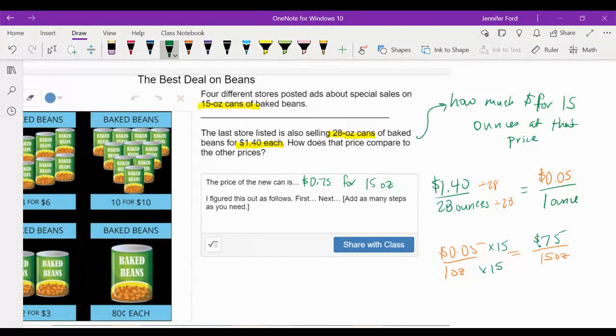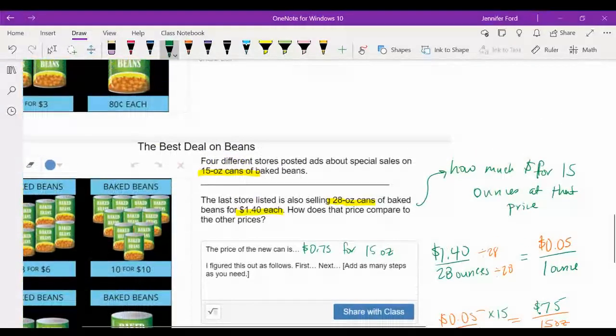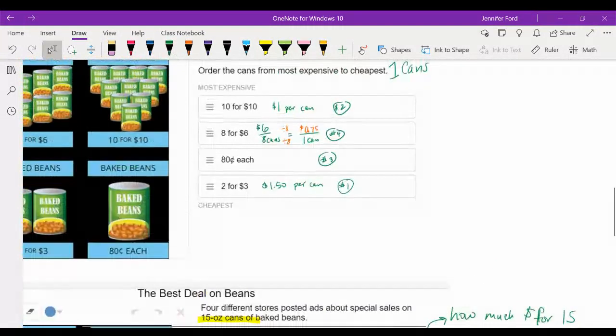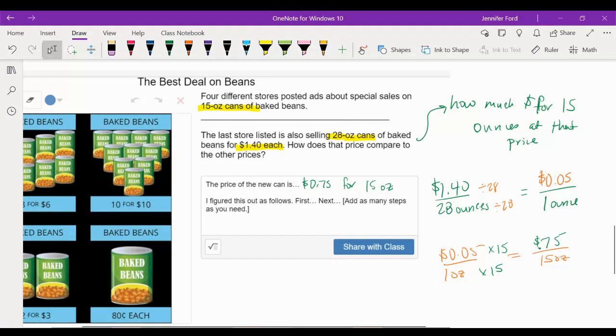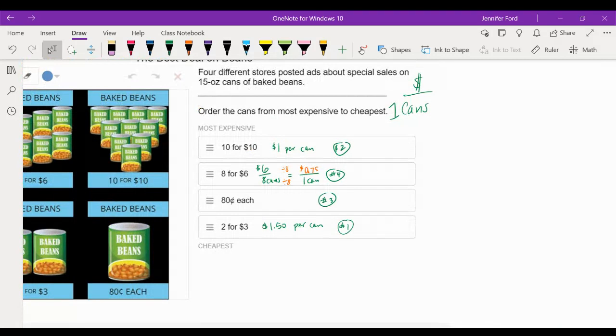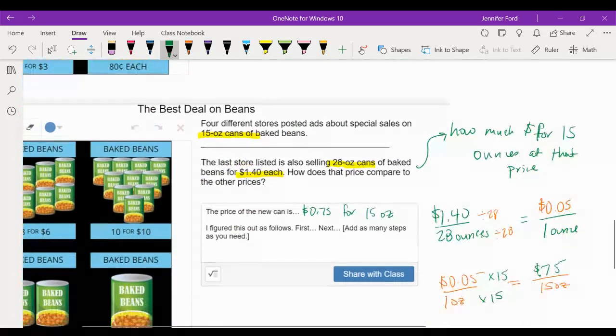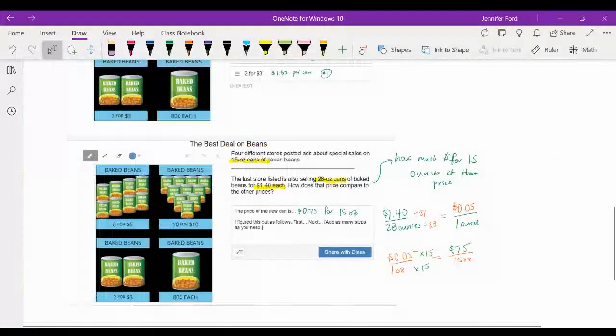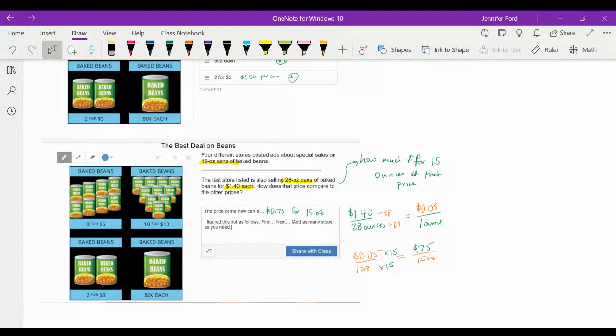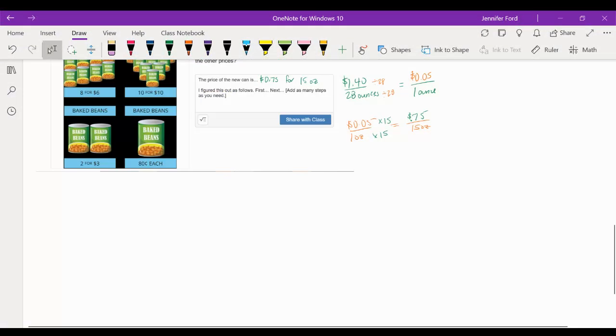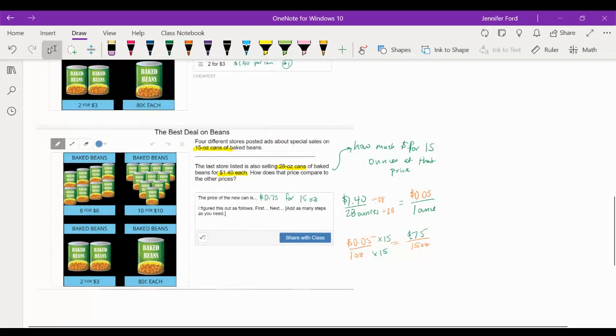So how does the new price compare to the other prices? 75 cents for 15 ounces is the same as this one. That's 75 cents for one can, and one can was 15 ounces. So it's the same as the cheapest one. And I think that one was a little bit confusing. So, all right, there you go. Hope that helped.